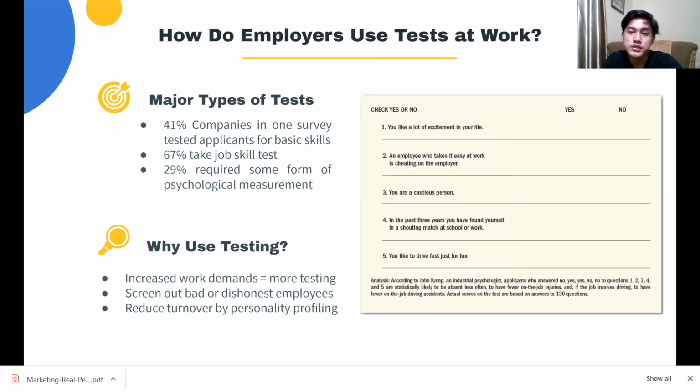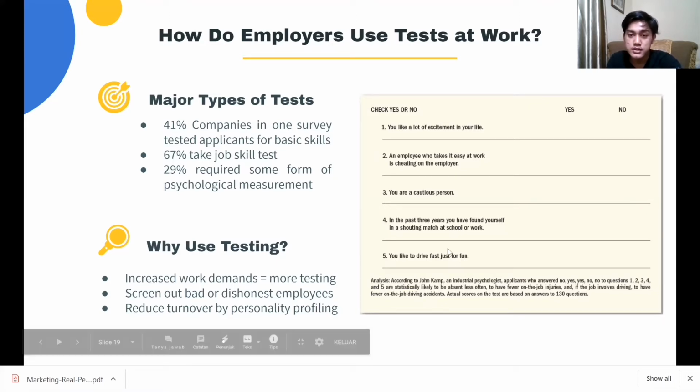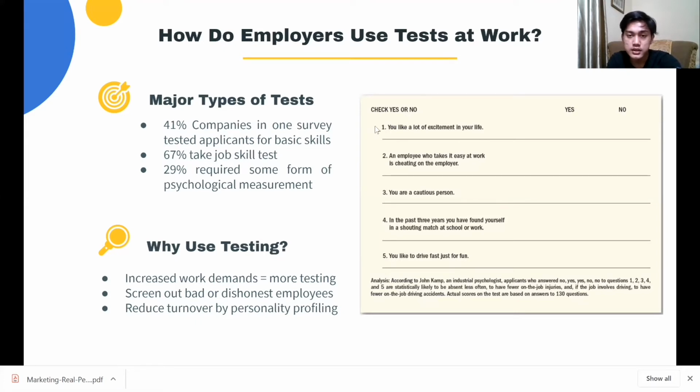So why are employers testing? First, increased work demands can lead to more testing. The second is to screen out bad or dishonest employees, and also to reduce turnover by personality profiling. And the other one here is the sample tests. It's actually just the employee checking yes or no based on the statement.